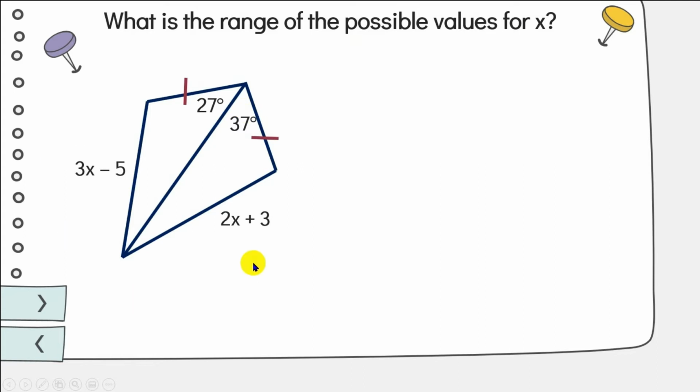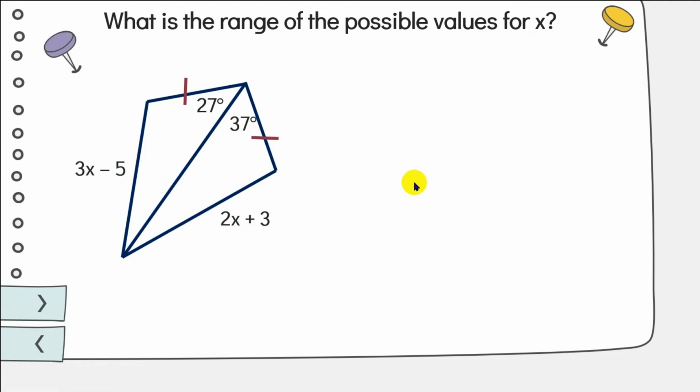So, we have this triangle, given the angles 27 degrees and 37 degrees. Then, the sides opposite to them, we have 3x minus 5 and 2x plus 3. We're going to find the values of x kung saan masasatisfy pa rin yan na mas maliit yung side opposite to 27 degrees kaysa sa side opposite to 37 degrees. So, yun yung hahanapin natin. Ano yung values ng x na masasatisfy pa rin na mas maikli itong 3x minus 5 kaysa sa 2x plus 3. So, we have the steps to follow to find those values.